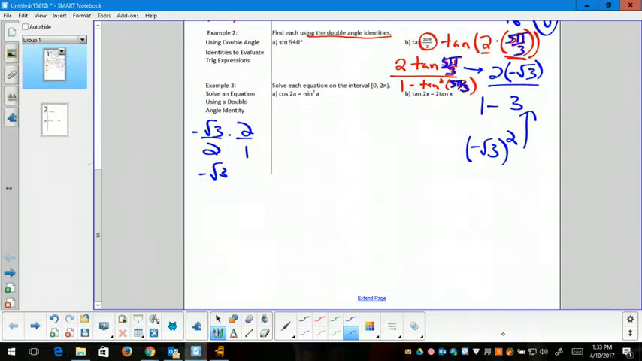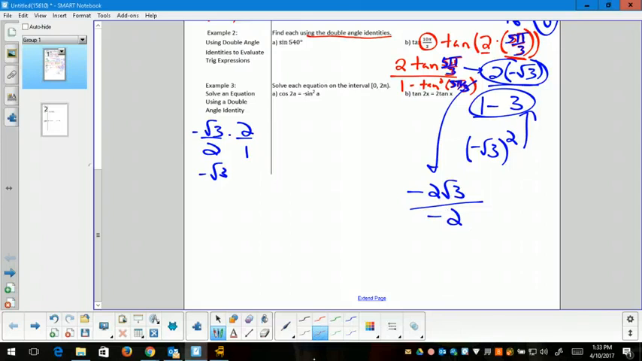So now I have, in my numerator, negative 2 square roots of 3 over, that's going to be negative 2. The negative 2, so the numerator and the denominator divide away, leaving just a square root of 3 for the answer. Questions on any of those steps?